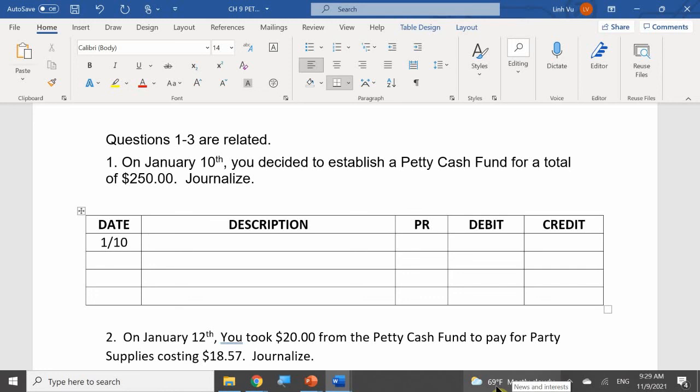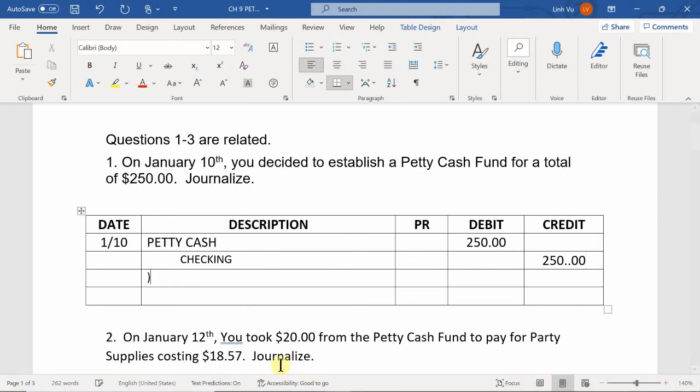Establish petty cash checking account. So petty cash first. Yes. And checking account. All right, for how much? For $250. And here, I'm going to say Establish, to establish petty cash.